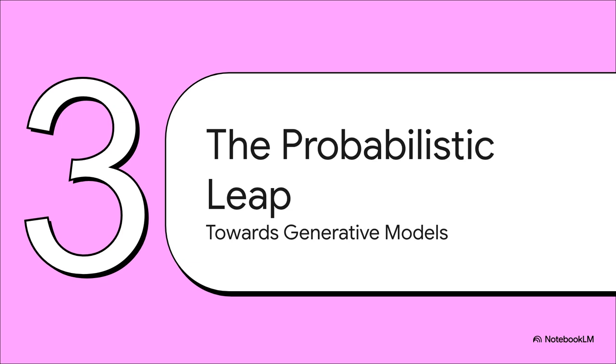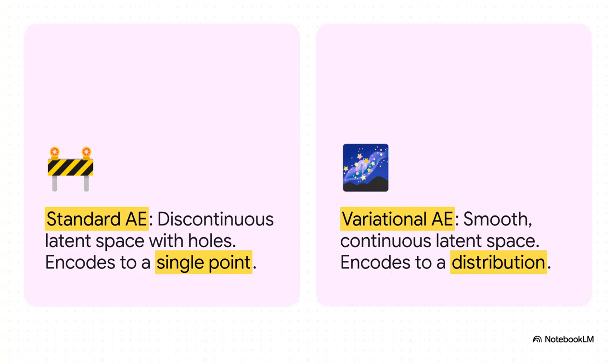To do that, we need to take a probabilistic leap. We need to move from a deterministic autoencoder to a generative one. So here's the key issue with standard autoencoders: their internal map of the data, that latent space, is often messy and discontinuous. It's full of gaps and empty regions, and if you try to generate a new image from one of those gaps, the decoder just produces nonsense. The Variational Autoencoder, or VAE, fixes this by forcing that latent space to be smooth and continuous, making every single point meaningful. It's perfect for generation.